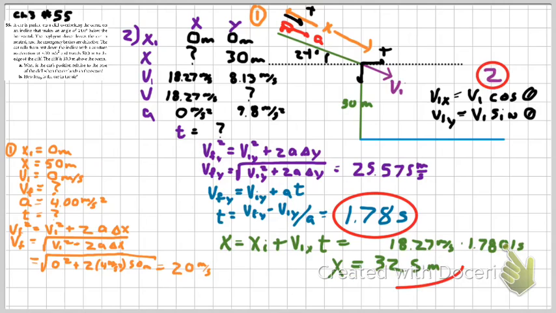Remember, always write down the number. Do more sig digs than you'll need to avoid rounding errors. What we find is the final position is 32.5 meters from the base.